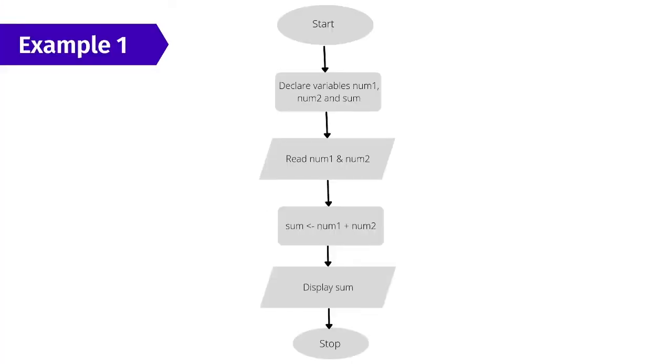So let's look at an example of a flowchart in which the aim is to add two numbers. First we will declare three variables, num1, num2 and sum. And then we will read two numbers as input from the user and store them in num1 and num2. And then we will add these two values and store the sum in the sum variable. And then finally we will display the sum, and that will be the end of this flowchart.